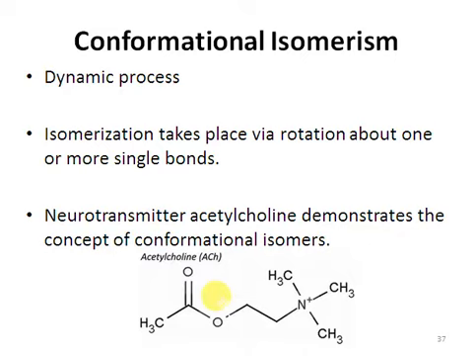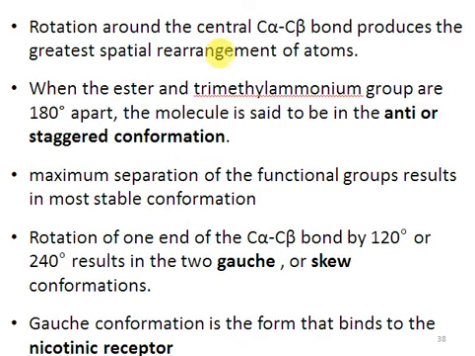This is the structure of acetylcholine, and we are considering free rotation along this carbon-carbon single bond. Let's consider that this carbon is the alpha carbon and this carbon is the beta carbon. Rotation along C alpha and C beta produces different arrangements. When the ester and the trimethylamine group are 180 degrees apart, we say this is the anti-conformation or the staggered conformation. And when they are at an angle of 120 or 240 degrees, we say they are in the gauche conformation or the skew conformation.